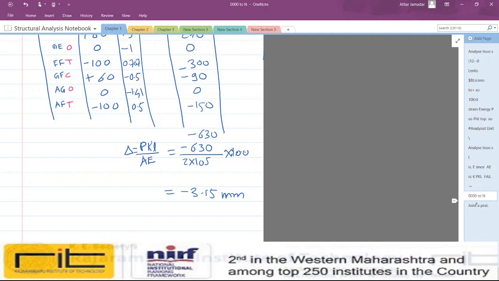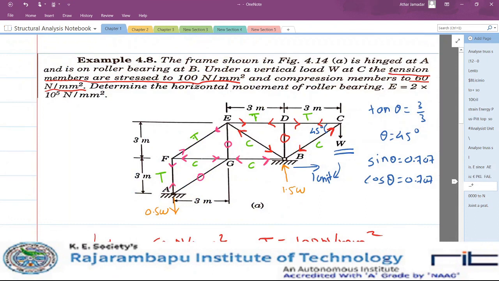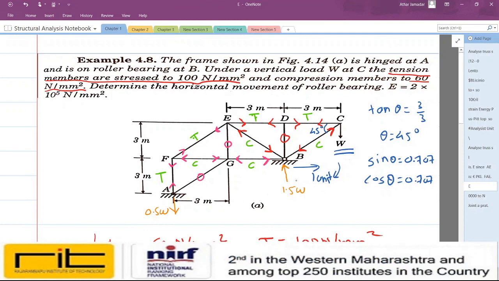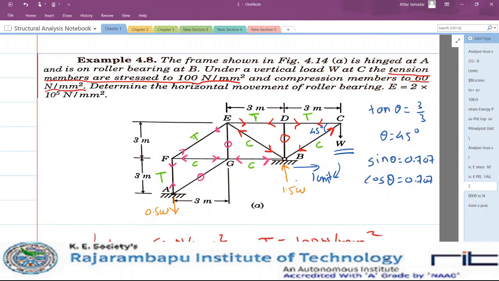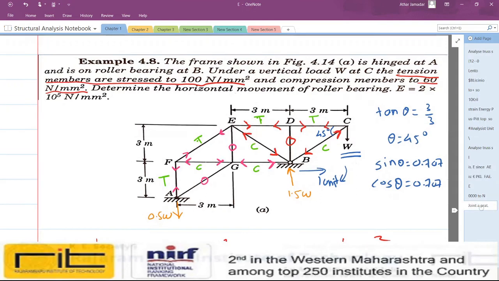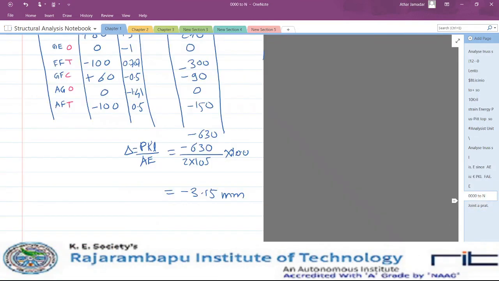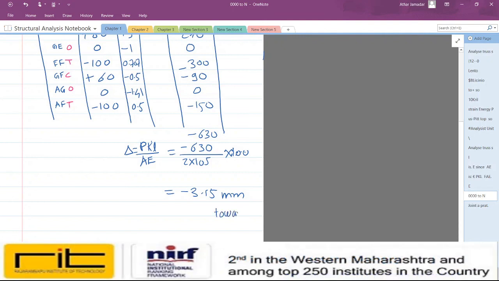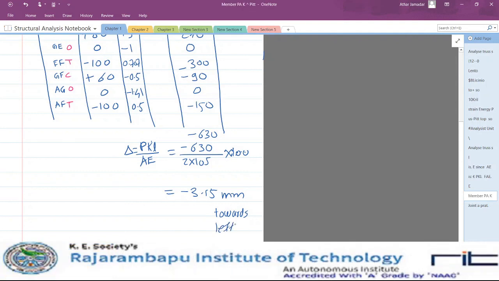So this minus sign indicates that here we have applied the unit displacement towards the right, so we are expecting that support B will displace towards the right, but our answer is coming as negative. So that means opposite to the direction of the applied unit load, this displacement will occur. Okay, so here we can simply write that the deflection is minus 3.15, towards the left. Okay, we have applied the load towards the right, so this deflection will be towards the left.